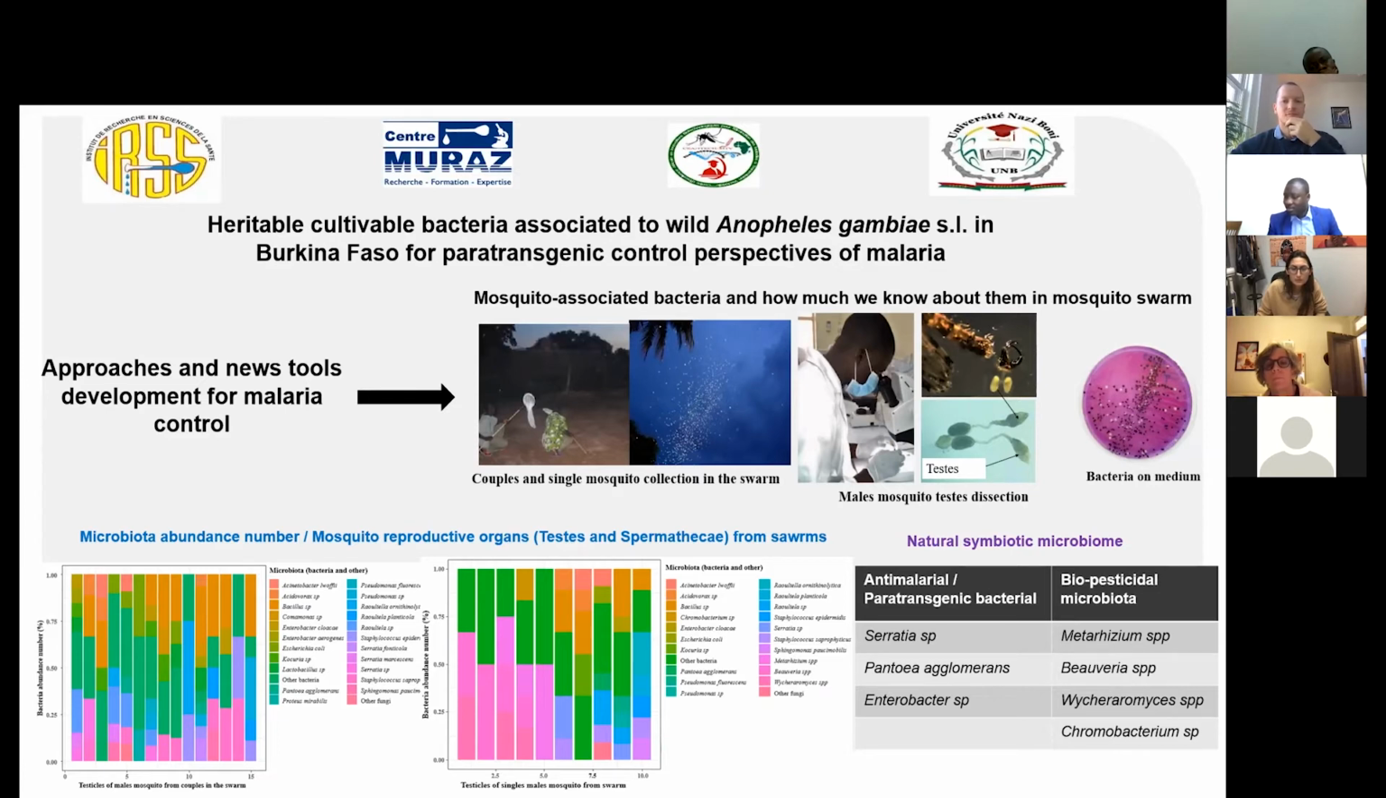According to our data on microbiota abundance per mosquito reproductive organ from swarms, we reported that with the coupled male test, there was more microbiota than with a single male. We also reported that there are anti-malaria paratransgenic bacteria and biopesticidal microbiota. And this biopesticidal microbiota was higher in single male mosquitoes than in coupled male mosquitoes. Thank you.